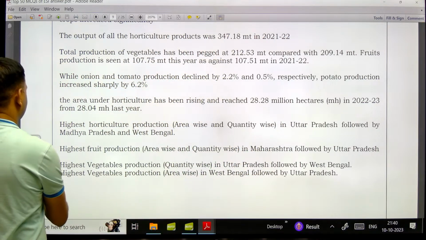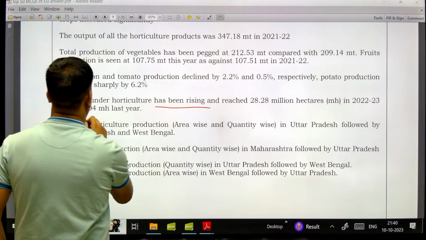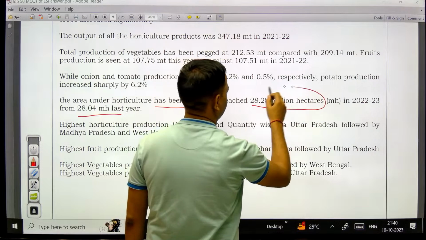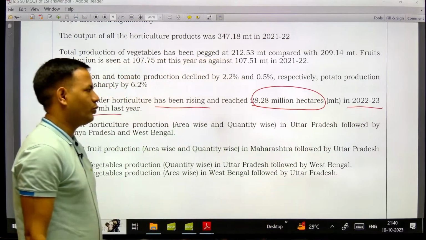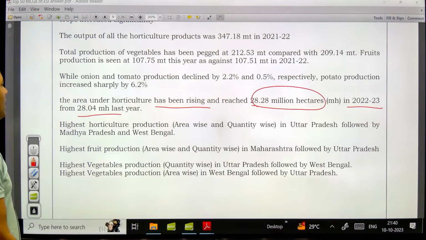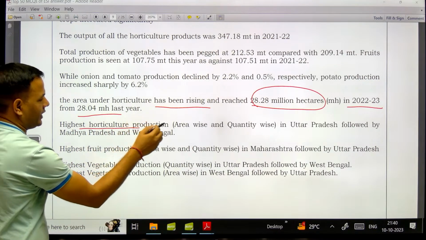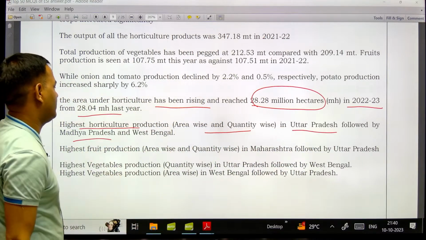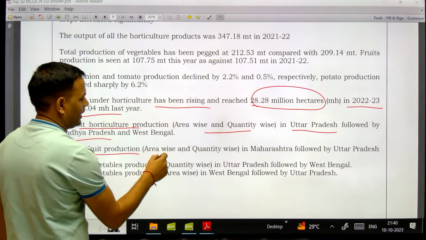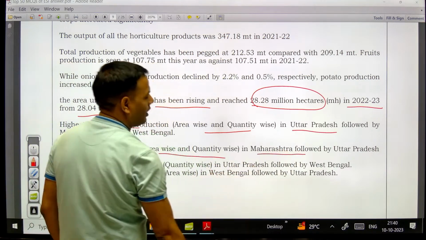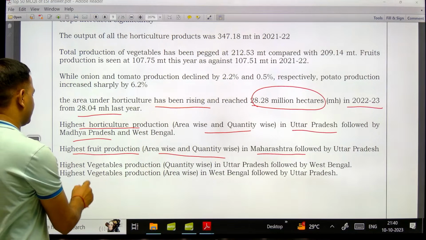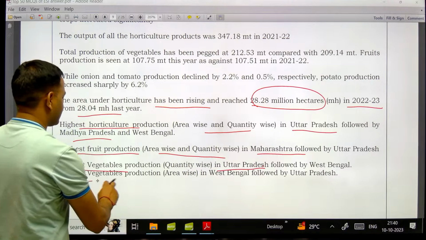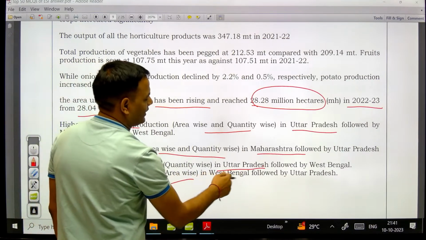Again, an important fact. Area was 28.05 million hectares last year. This year, 22-23, it is 28.28 million hectares. Highest horticulture production, area wise and quantity wise, is in Uttar Pradesh, followed by Madhya Pradesh and West Bengal. Highest fruit production, area wise and quantity wise, is in Maharashtra, followed by Uttar Pradesh. Highest vegetable production quantity wise is in Uttar Pradesh. Highest vegetable production area wise is in West Bengal.